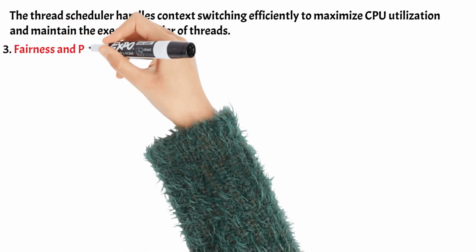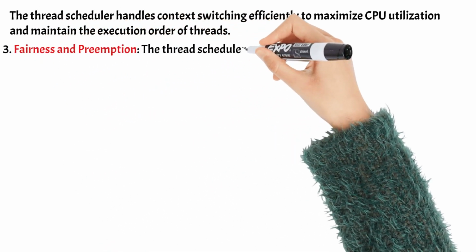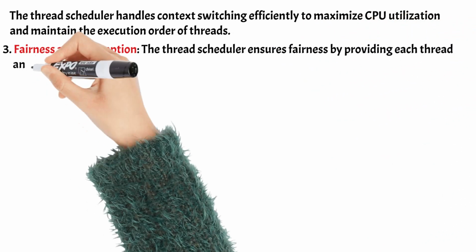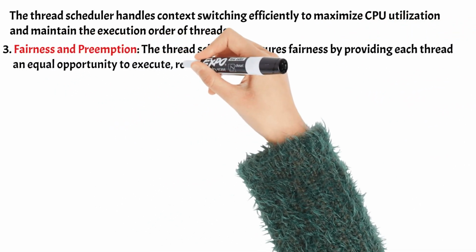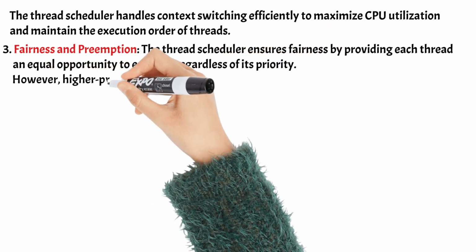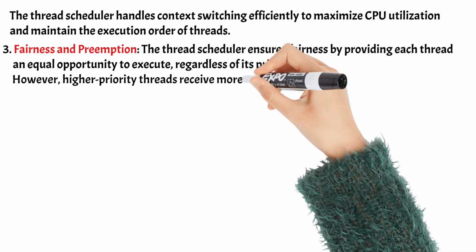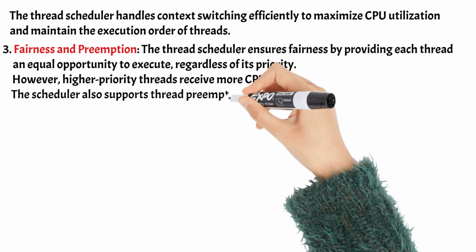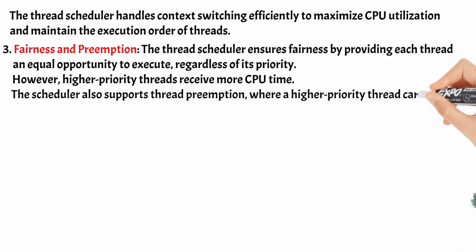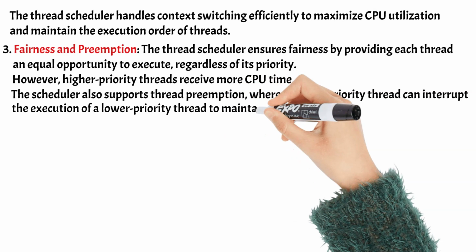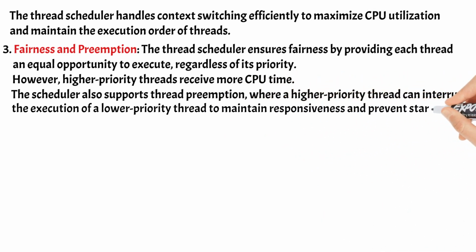3. Fairness and preemption. The thread scheduler ensures fairness by providing each thread an equal opportunity to execute, regardless of its priority. However, higher priority threads receive more CPU time. The scheduler also supports thread preemption, where a higher priority thread can interrupt the execution of a lower priority thread to maintain responsiveness and prevent starvation.